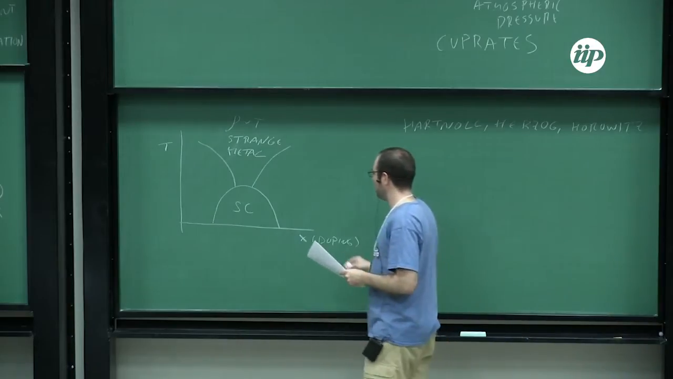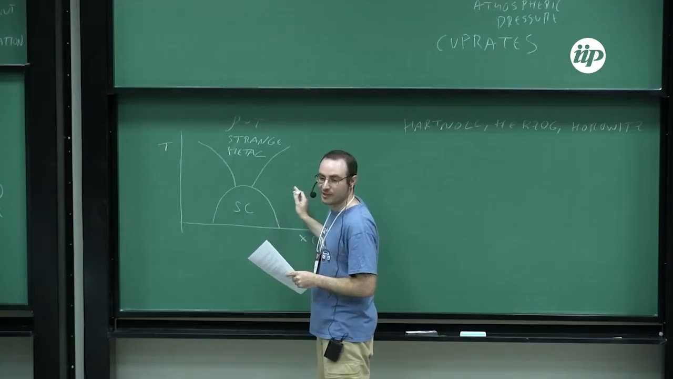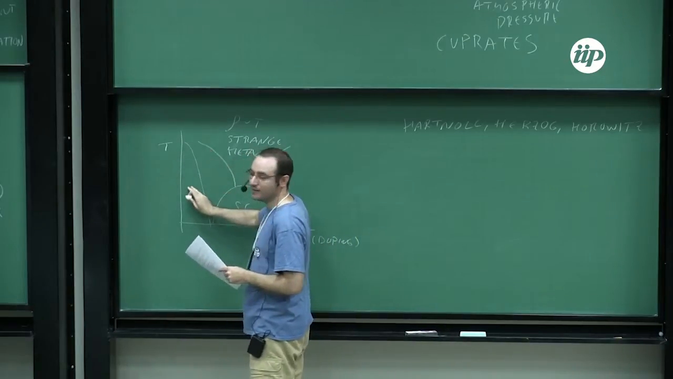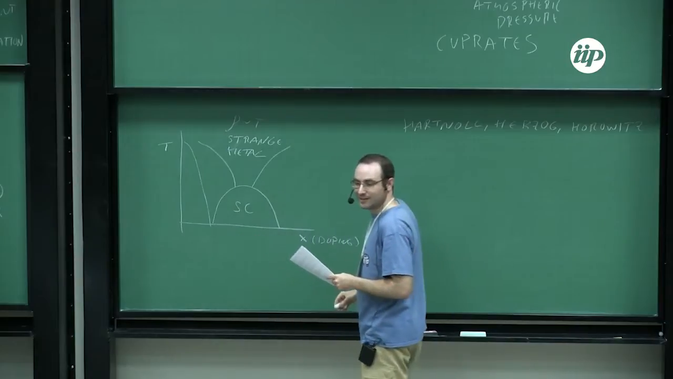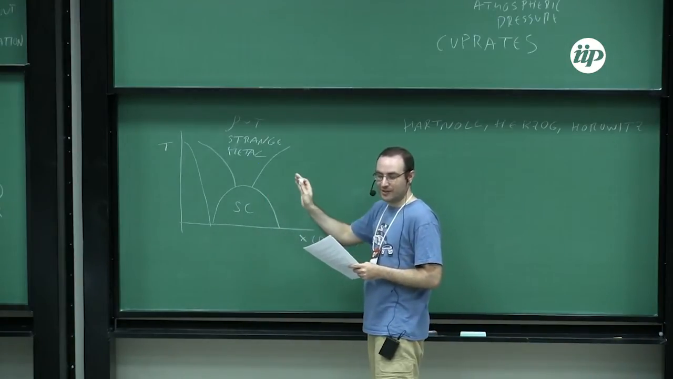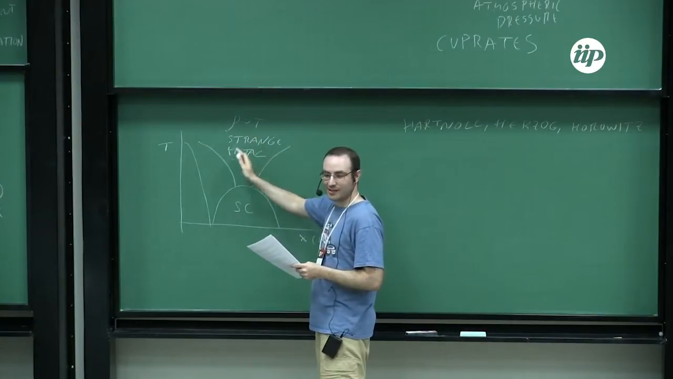Depending on the region, you can have something that looks like a Fermi liquid, or there can be a region here where you have some magnetic material. But this can change from material to material. But this part is more or less universal.